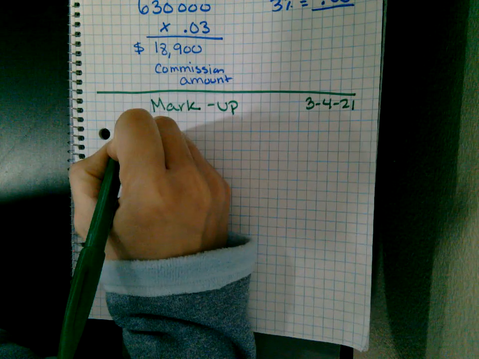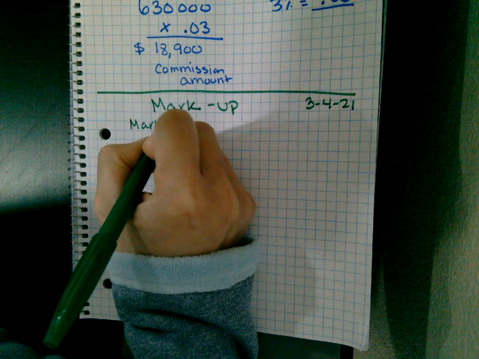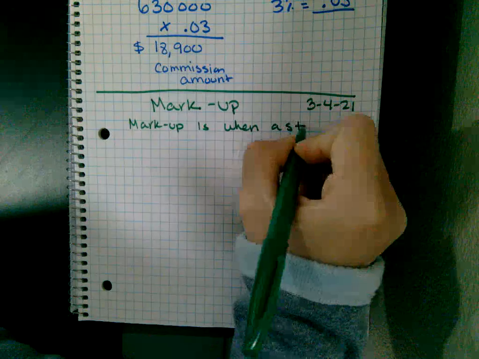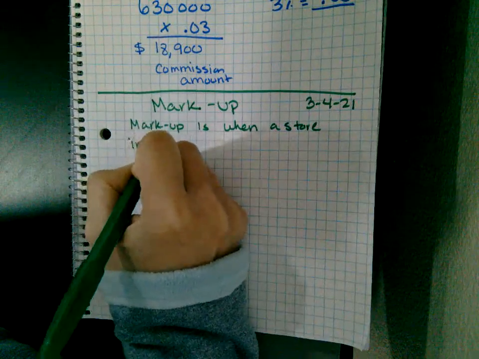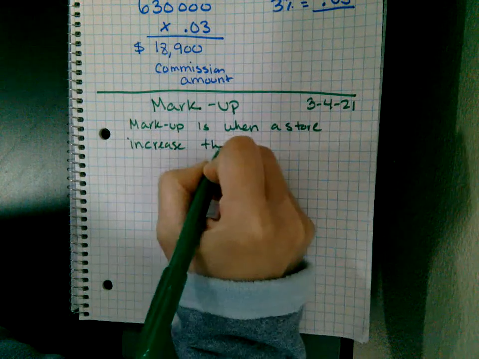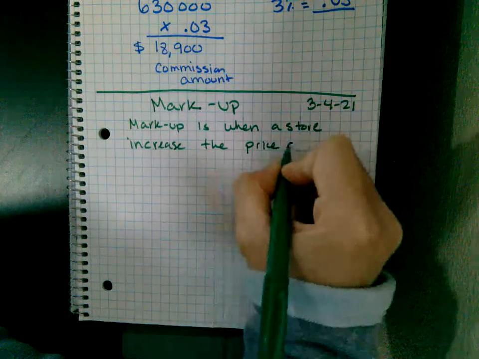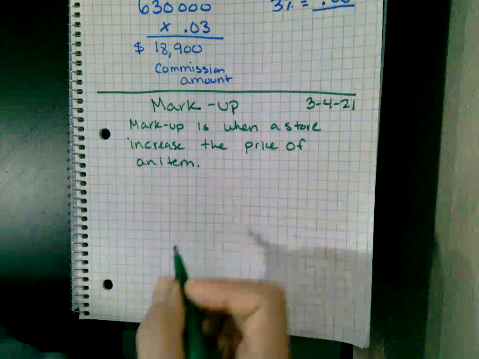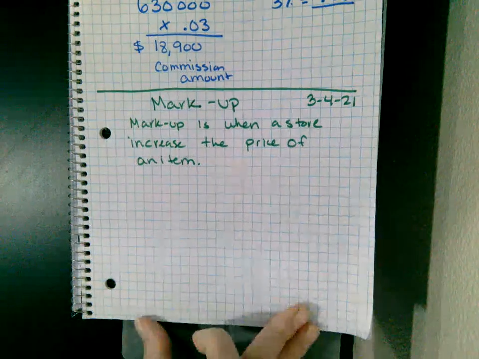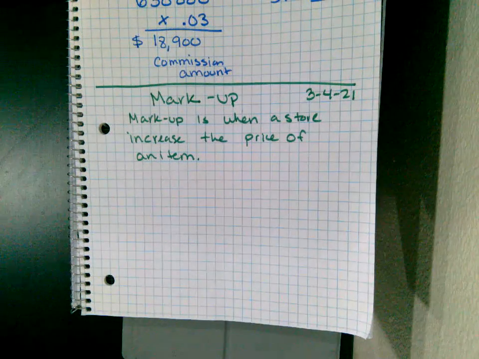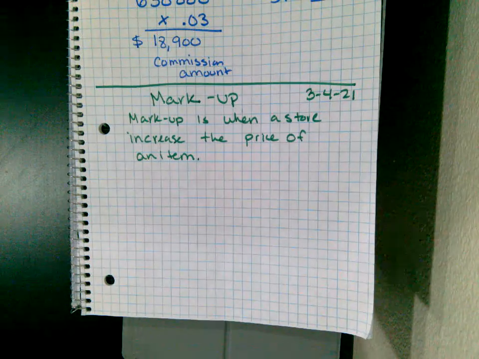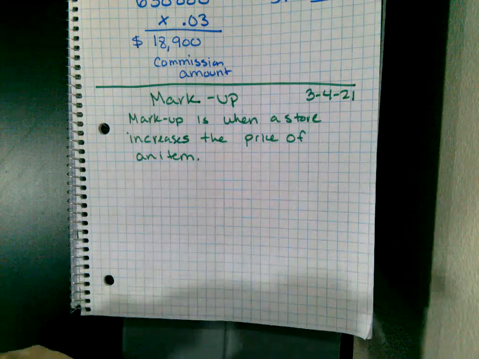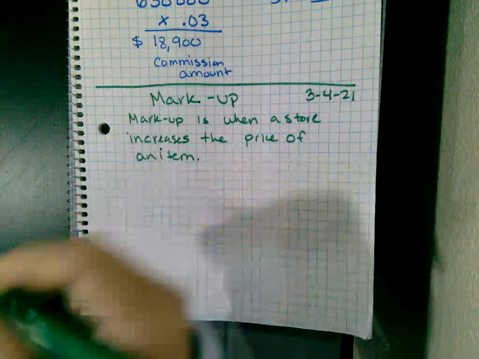Markup is when a store increases the price of an item. An item meaning like a product, okay? So markup is when a store increases the price of an item.